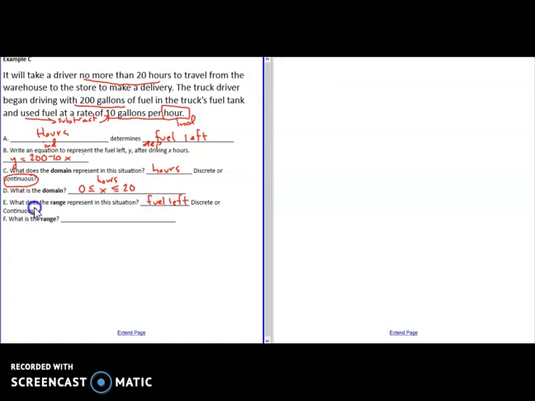That's also continuous. And so that's going to be either the low is he runs out of gas, all the way to the high is he didn't drive at all. And that's where we are. This is our fuel left.